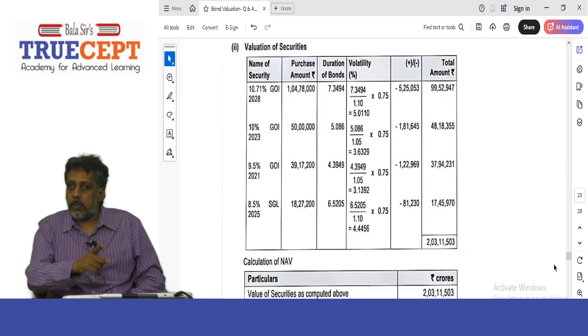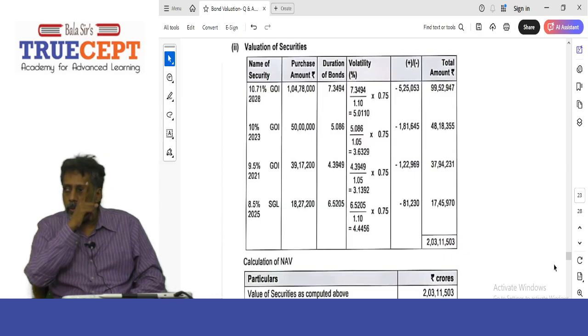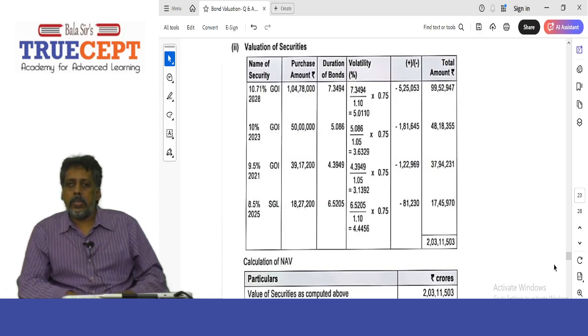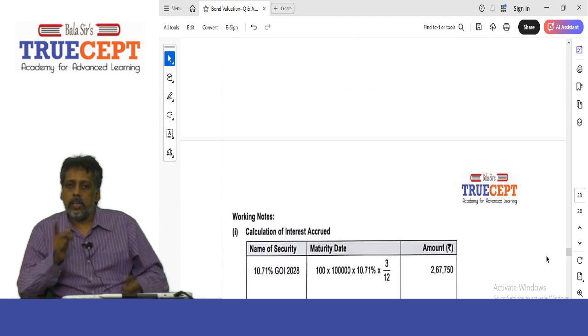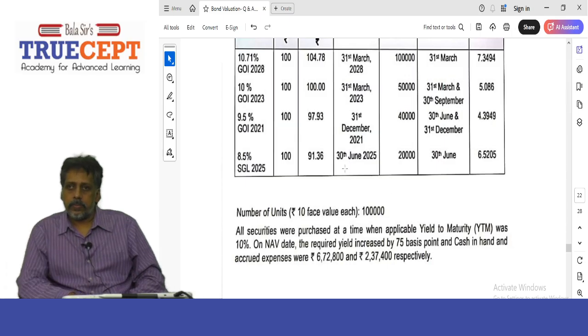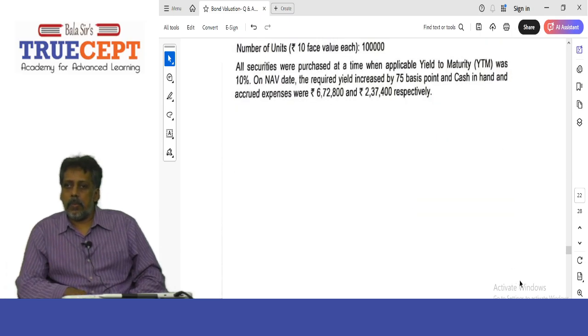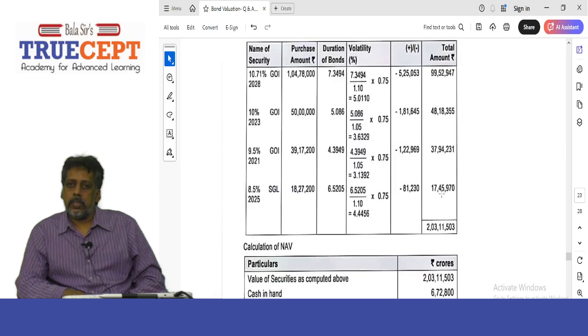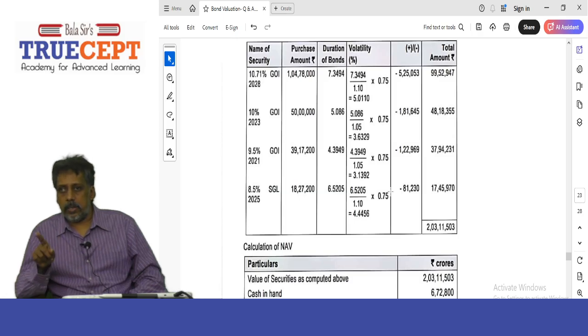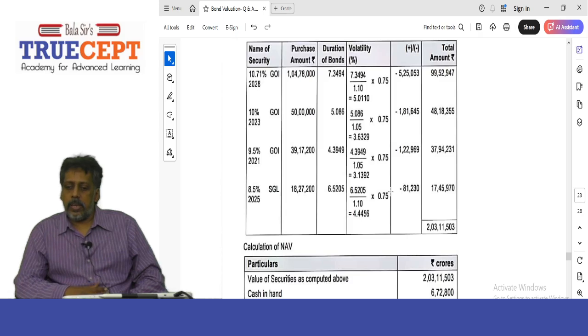Let's go to the last bond. Again, that's an annual bond. Okay, annual interest paying bond. So therefore, how many? I think 20,000 units, right? 20,000 bonds, 91.36 purchase. What is the purchase value? So we get 18,27,200. Very good. Now duration by 1.1 into 0.75. How much? 4.4456. Then apply that on the purchase price, minus 81,230. After minusing, 17 lakh 45,970.